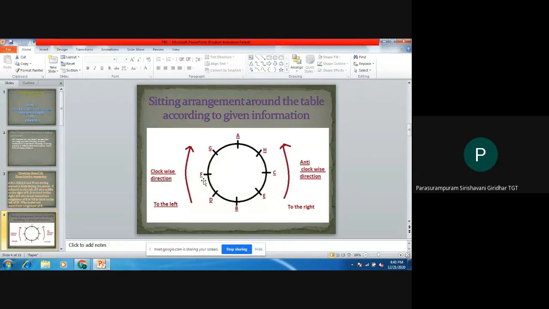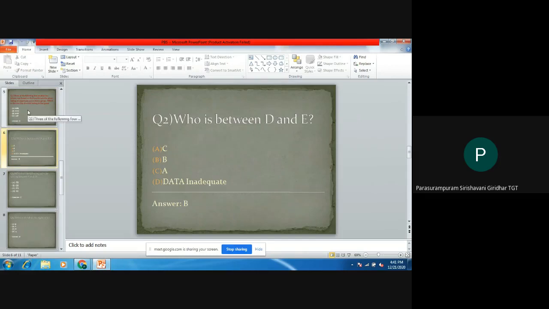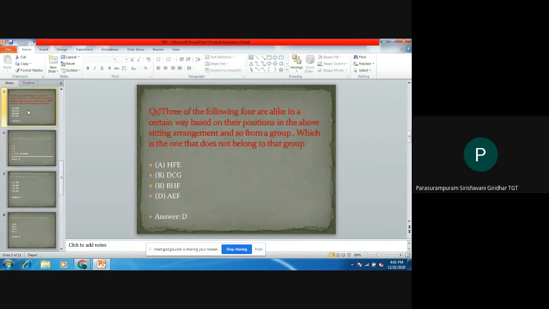Now coming to that, E is the fifth to the right of F, and D is third to the right of A, who is not an immediate neighbor of E or F. B is third to the left of H, who is also not an immediate neighbor of E. This is the question. Now let me start the first question.